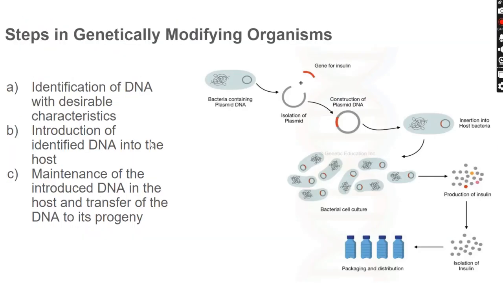The steps in creating genetically modified organisms include identification of DNA with desirable characteristics, introduction of the identified DNA into the host, maintenance of the introduced DNA in the host, and transfer of the DNA to the progeny. I'll be discussing this in detail in the next video.